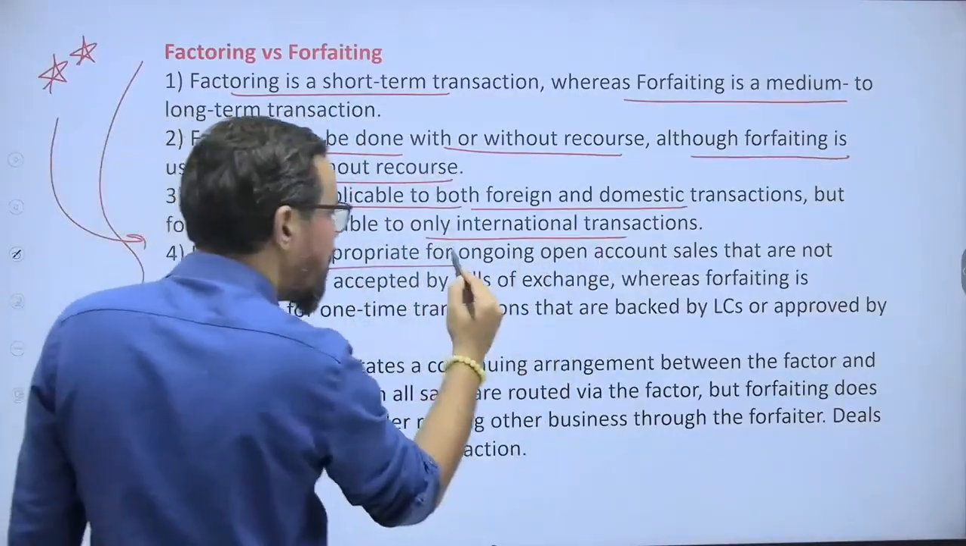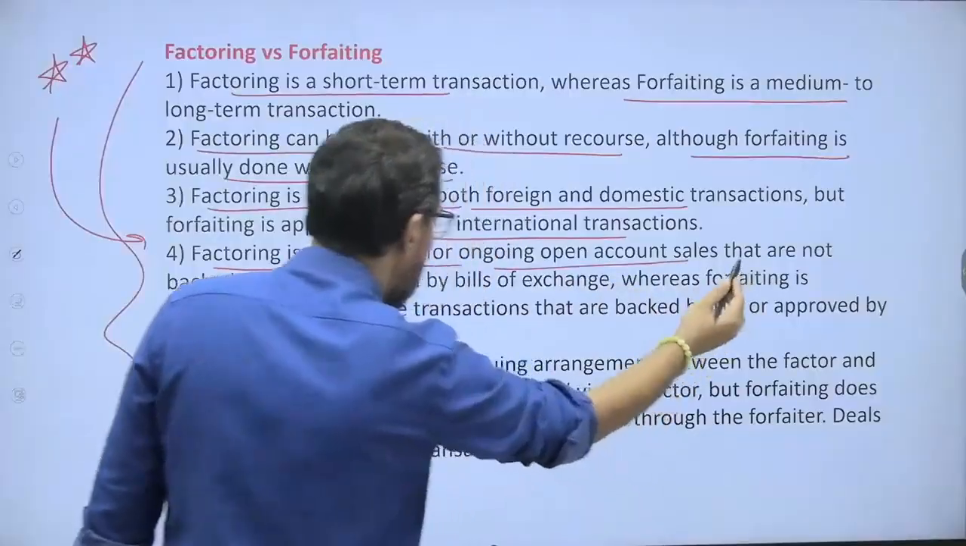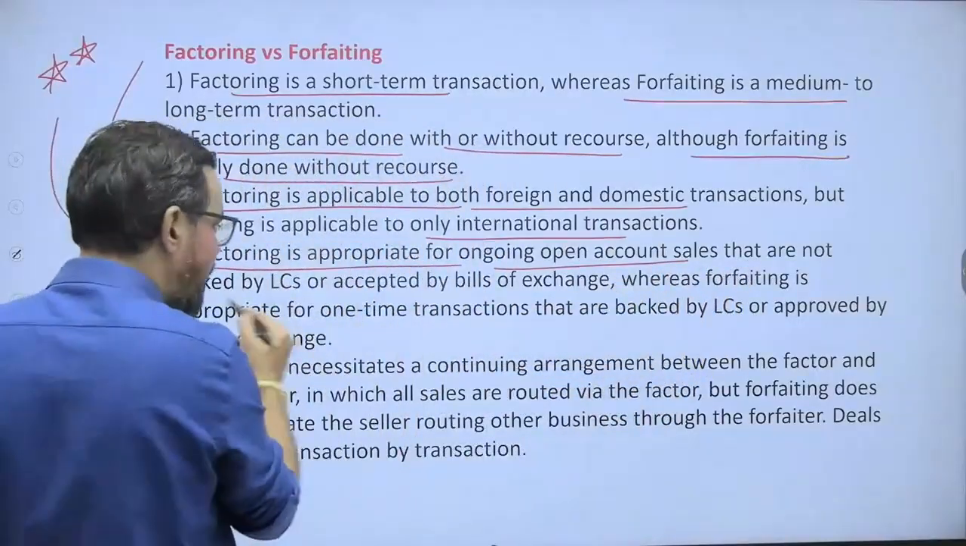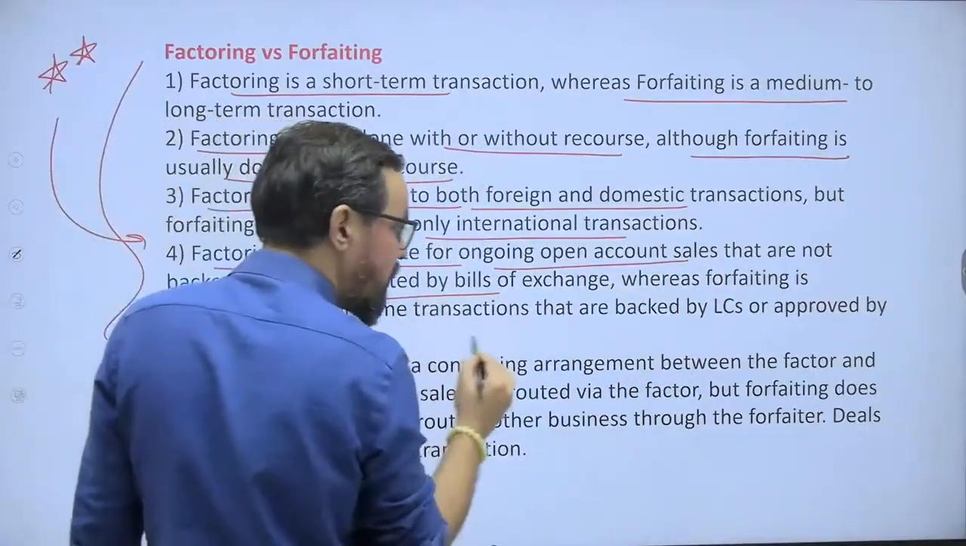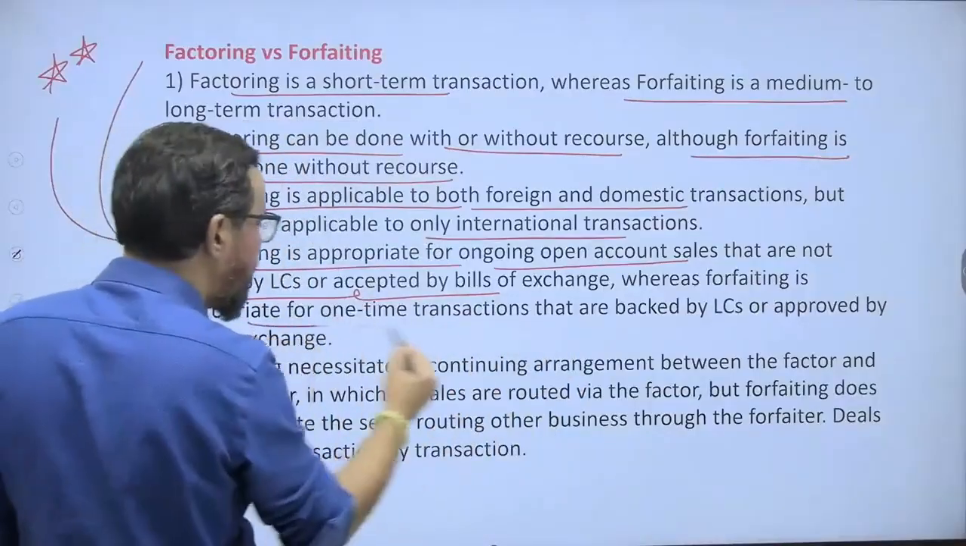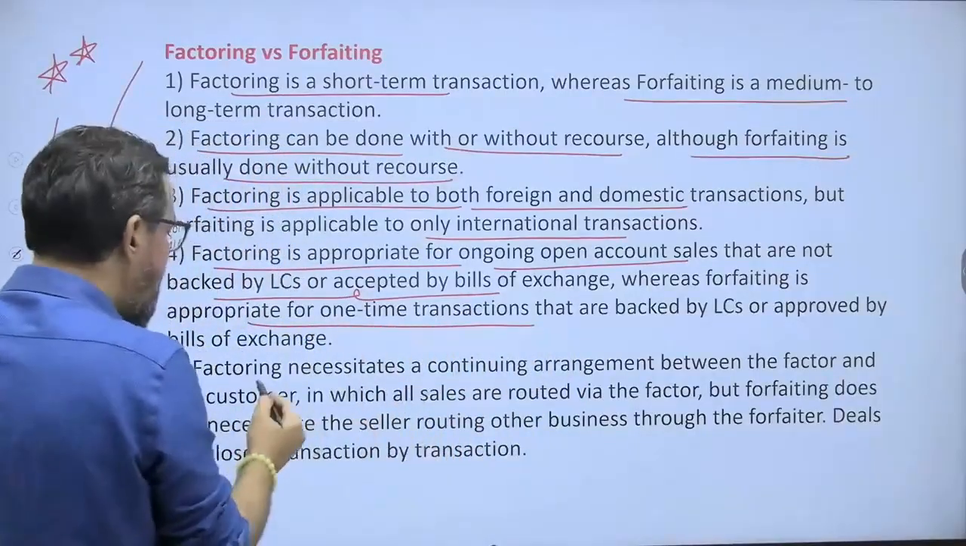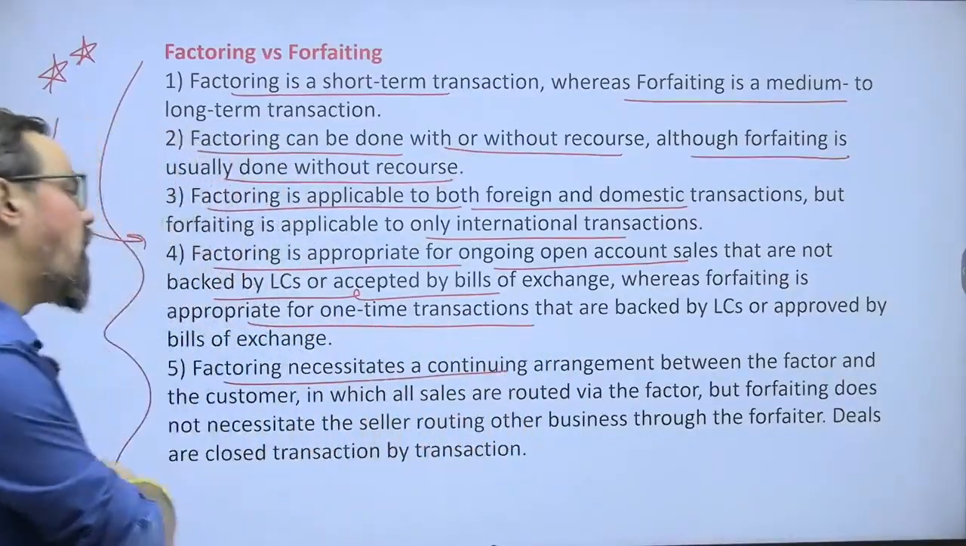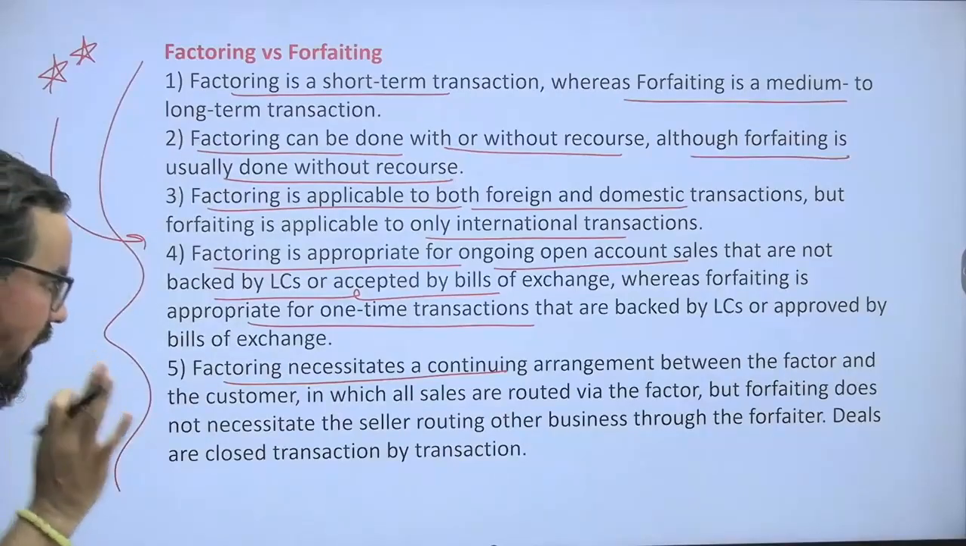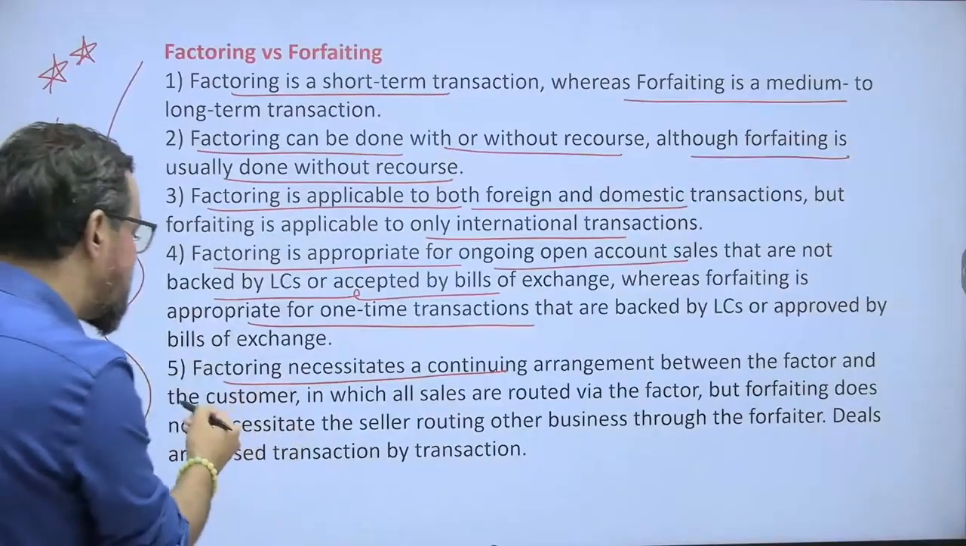Factoring is appropriate for ongoing open account sales that are not backed by LC or accepted by bill of exchange, whereas forfeiting is appropriate for one-time transactions. Factoring necessitates a continuing arrangement between the factor and customer.